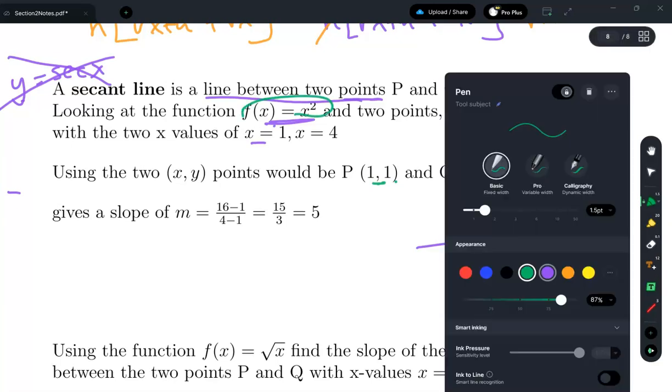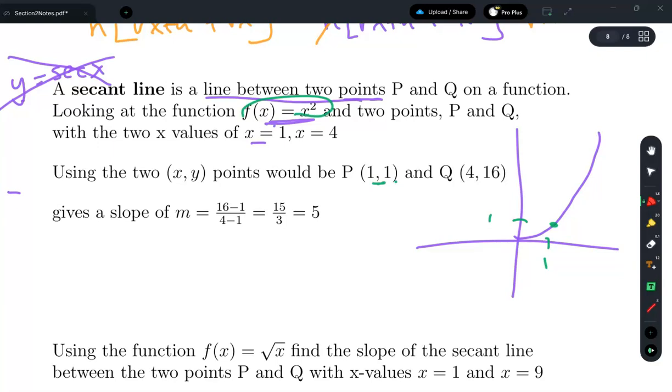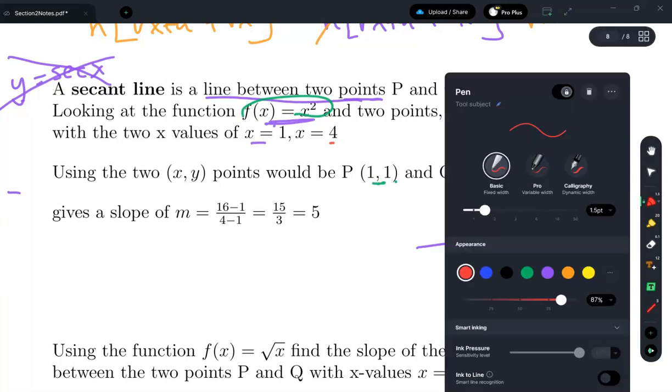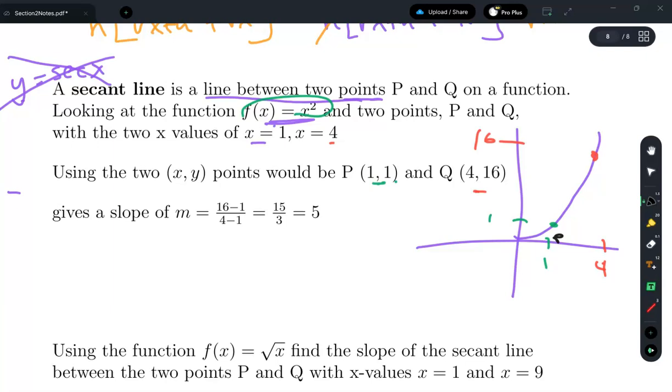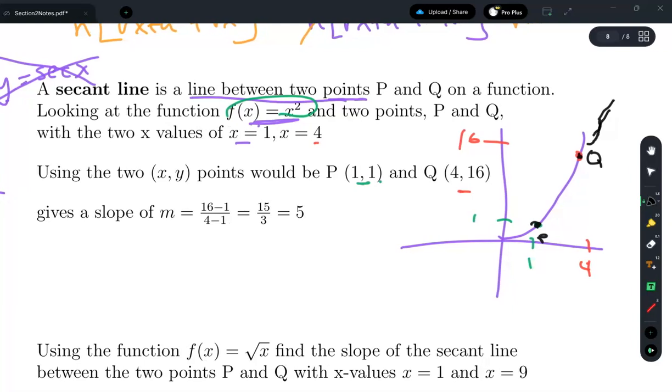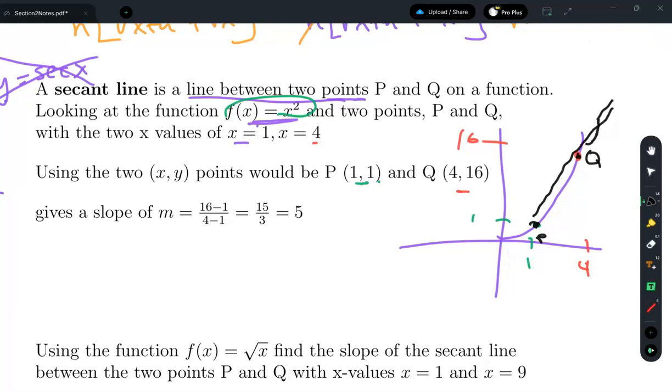All right, so then what if I plug x equal 4 in? If I plug x equal 4 into the x squared function, you know that's going to give me the y value of 16, right? So those are my 2 points. Let me say this is the point P, and that's the point Q. All right, so I'm going to draw a line between the point P and the point Q. Okay, there's my line. If I have a line, can't I find the slope?